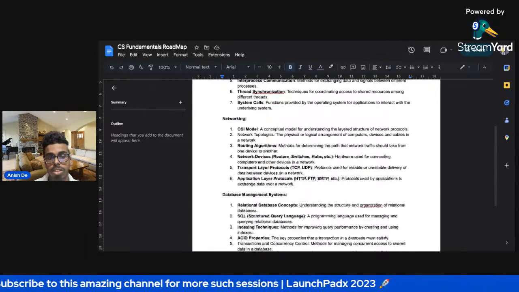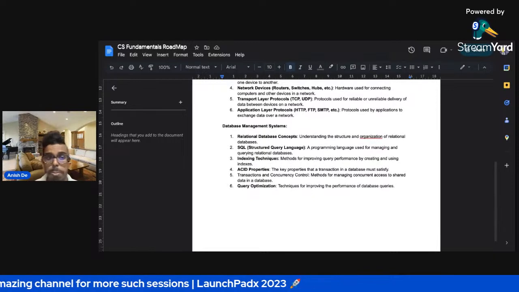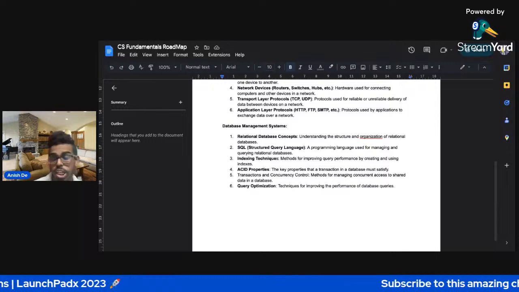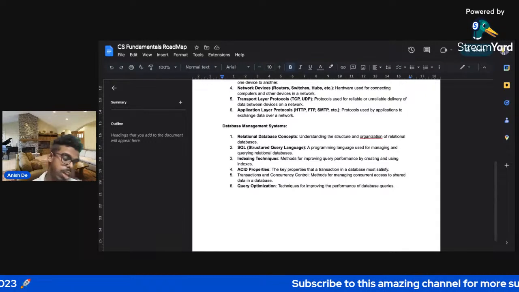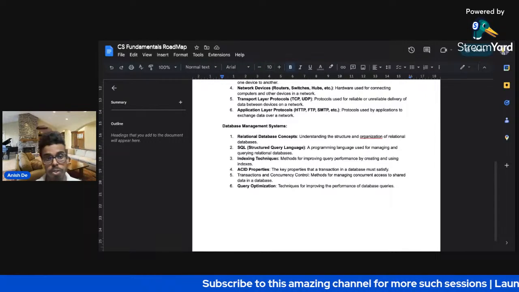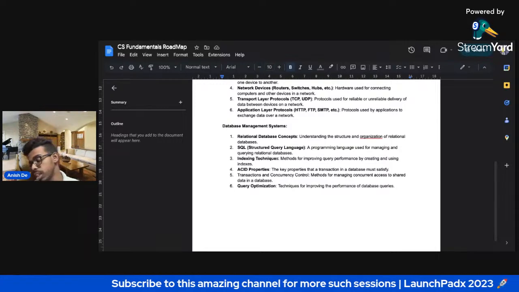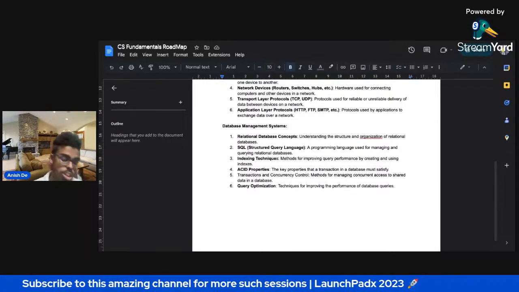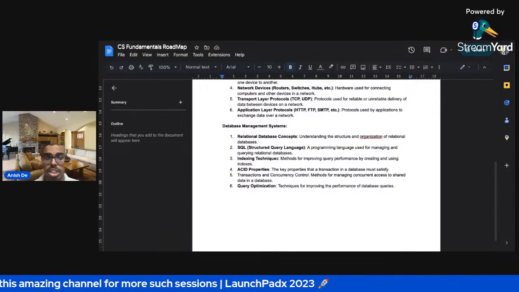So if I talk about the next, database management systems, first of all you should learn the difference between non-relational and relational databases. Like, what is the advantage of using a relational database and what is the disadvantage? Similarly, what is the advantage of a non-relational database and what is the disadvantage?